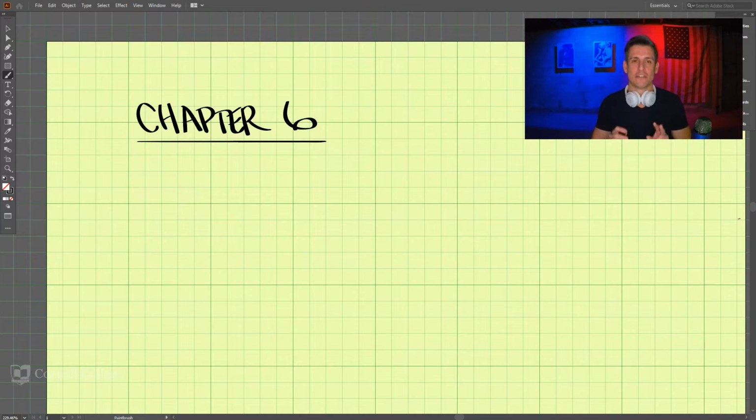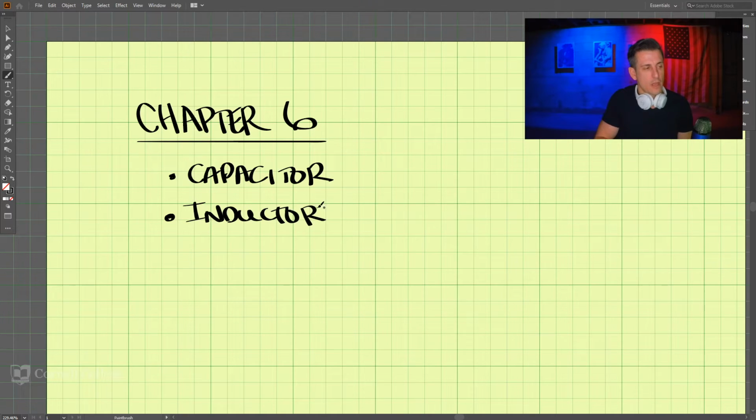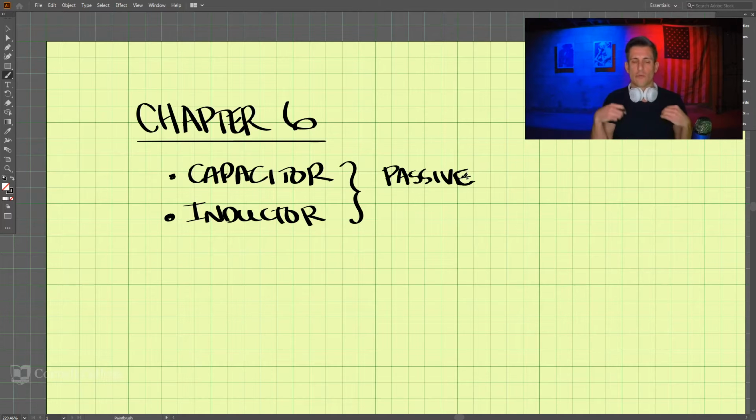We will now look into two different elements here. So what we'll be looking at is both a capacitor and an inductor. And both of these are called passive elements because they do not generate energy.